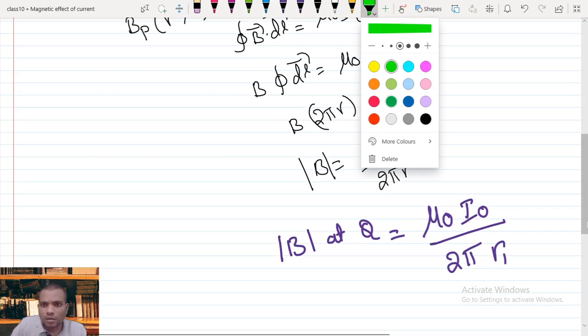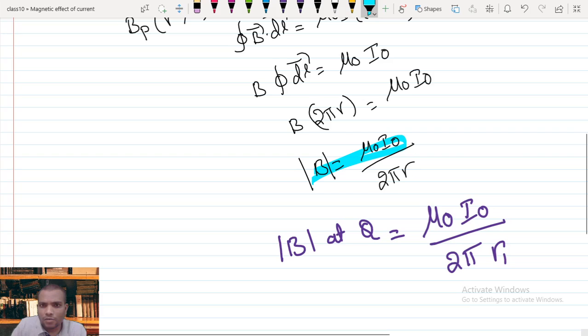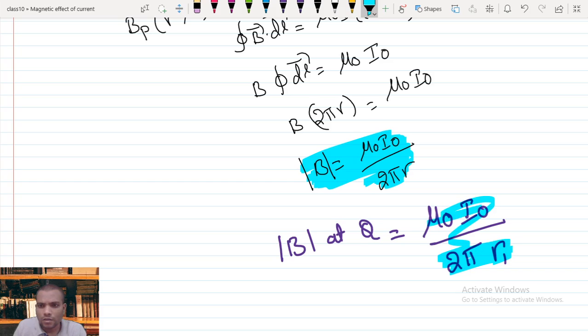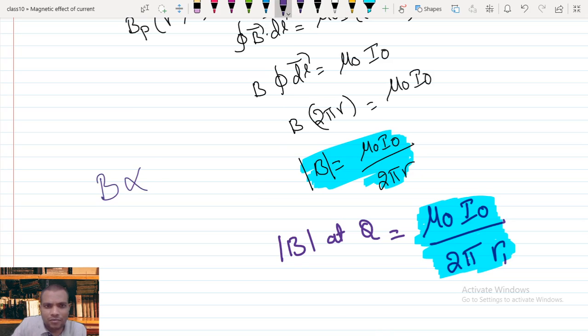Now from these two formulas, for the magnetic field at a point which is far away, at radius R1, we conclude the following. In this formula, mu naught, I naught, 2 pi are all constants. They won't change because I naught is uniform, the current passing. So the magnitude of the magnetic field is purely dependent on r in this case. B is inversely proportional to r.